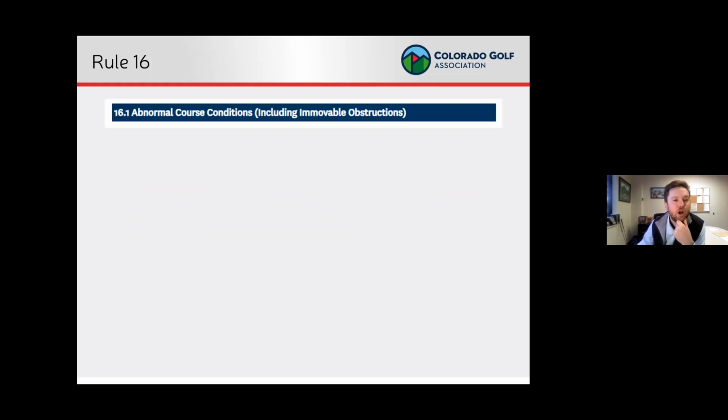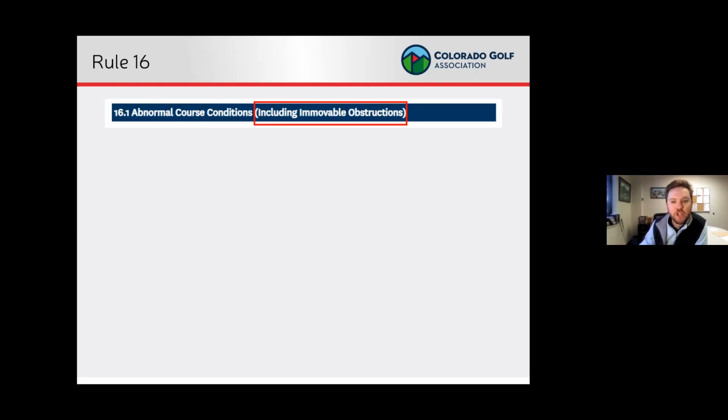So let's look at 16.1. It says abnormal course conditions, and it says including immovable obstructions. And I'm not sure why. I've always kind of thought this was funny, because an abnormal course condition, as we're going to see, is a ground under repair, animal hole, immovable obstruction, and temporary water. So it's like saying, yeah, there's a BLT including bacon. It's like, yeah, it's in the name. And immovable obstruction is in the abnormal course condition. So they're kind of mentioning it twice. I don't know why it's repetitive unless it's just to draw attention to it, which might be why. But the immovable obstruction, as we'll see, is included in an abnormal course condition.